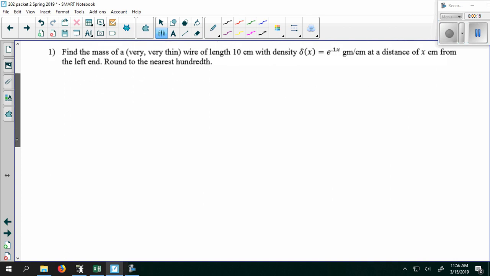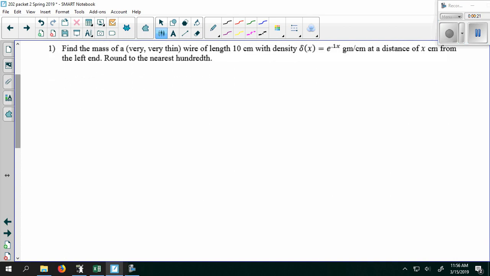Okay, so number one, find the mass of a very, very thin wire that has length 10 and whose density varies along the length of the wire. So the fact that they're giving me density in grams per centimeter and they're telling me the length of the wire is 10 centimeters, that indicates I'm just working in one dimension. The only thing that matters is the length of the wire. That's why I said very, very thin.